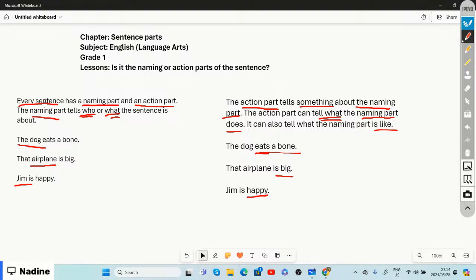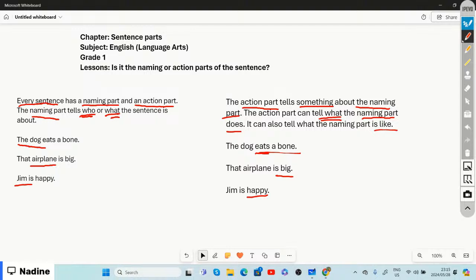All right. So if we look at both of these concepts, the naming part as well as the action part, literally in every sentence we will have a naming part and an action part, right? Because in order to show a completed sentence, a sentence needs to have a naming part as well as an action part.